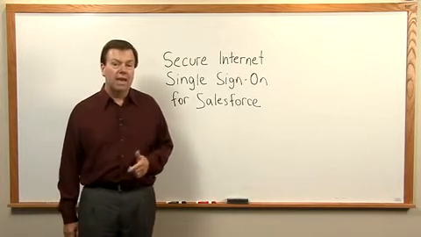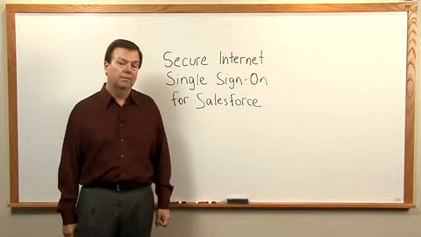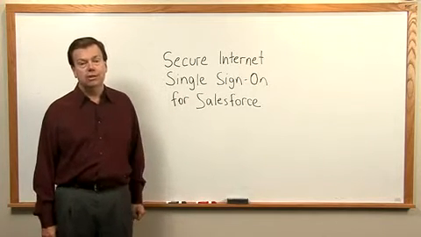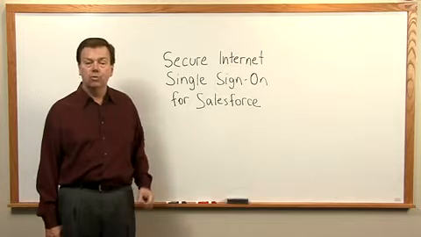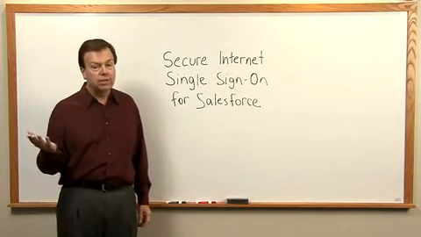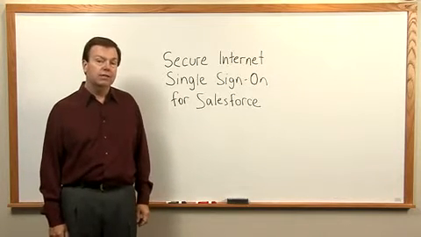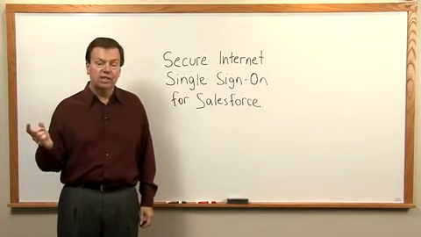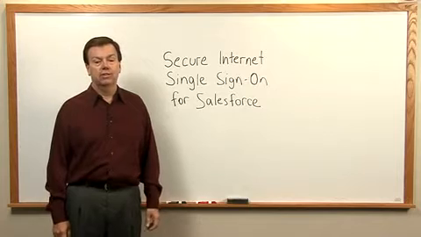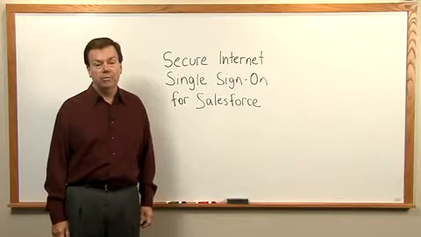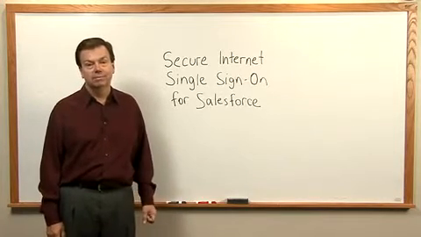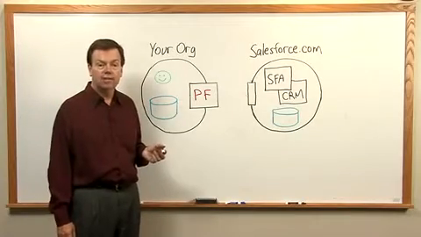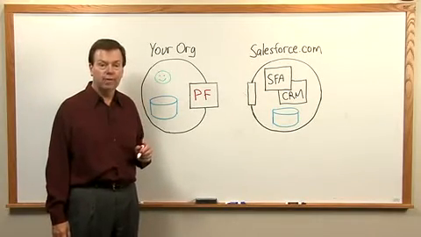Fortunately, there is a better way: PingFederate from Ping Identity. PingFederate is a standalone secure internet single sign-on application that works with your infrastructure as well as with Salesforce.com. It gives your users single sign-on and your administrators automated provisioning, just like with your internal applications. And it can help keep your valuable customer data from walking out the door. So how does secure internet single sign-on for Salesforce work with PingFederate?